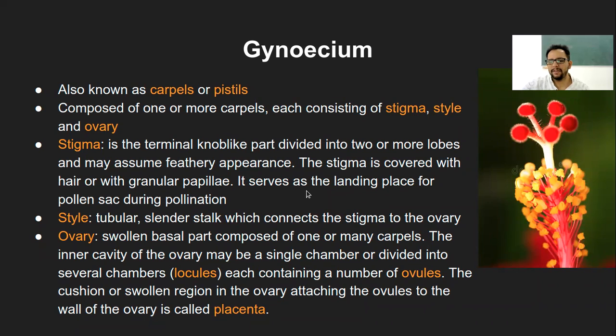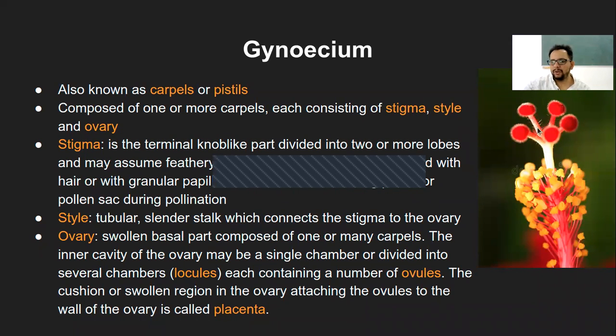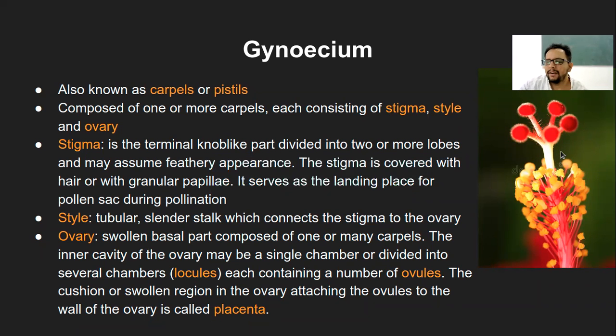The main function of the stigma is that it serves as the landing place for the pollen during pollination. As and when the insect comes, its legs or the sting that it has might carry some pollen grains. Because of this, the pollen grains will be deposited on the stigma. Then they will mature, go inside through the tube up to the ovary, where fertilization will happen. So that is the function of the stigma.